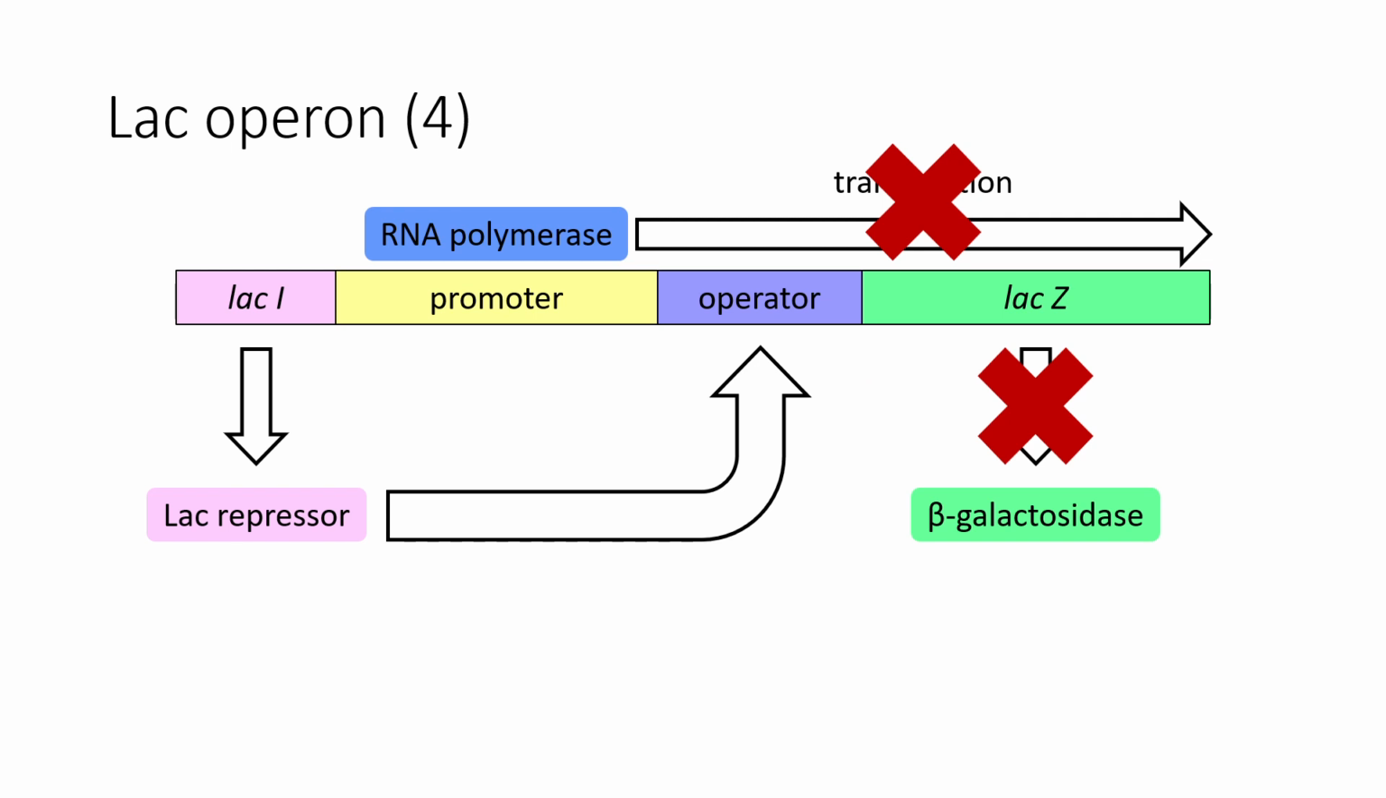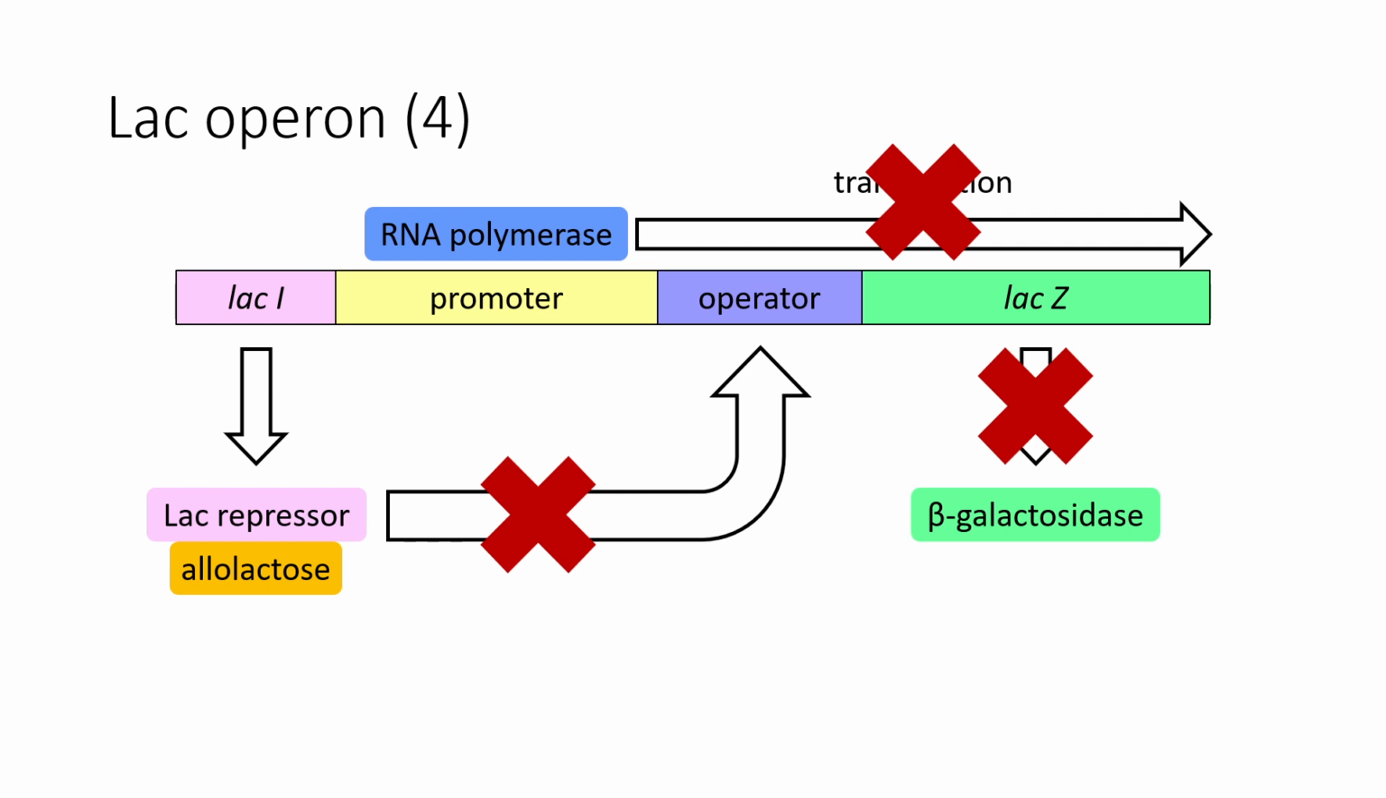What happens when there's lactose in the environment and we need to turn on the LAC-Z gene and we need to break down lactose? Well, the normal way that would happen in the environment is when there's the presence of allolactose. Allolactose is a form of lactose that actually binds to the LAC repressor, and it keeps the LAC repressor from sticking to the operator region.